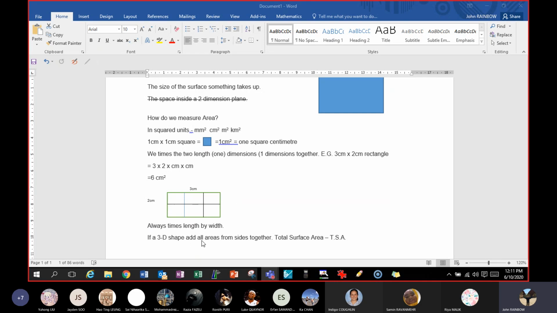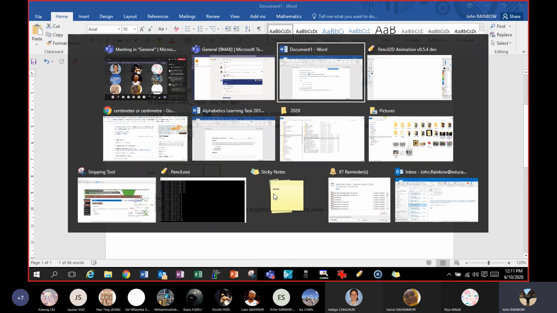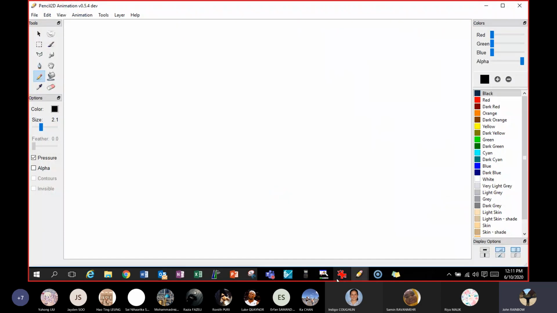If it's a 3D shape, we add all the areas from sides together. So we talk about the total surface area. We figure out the surface area and we total them all together. So we're going to look at some total surface area shapes and go through those and look at the formulas and why they work.